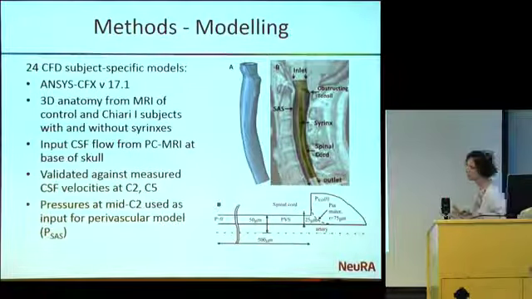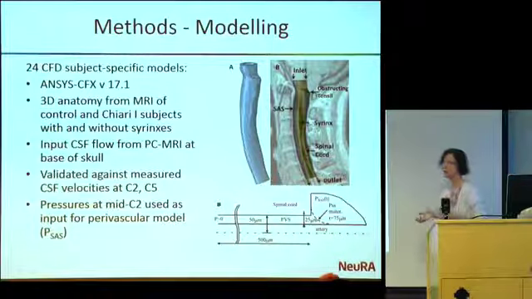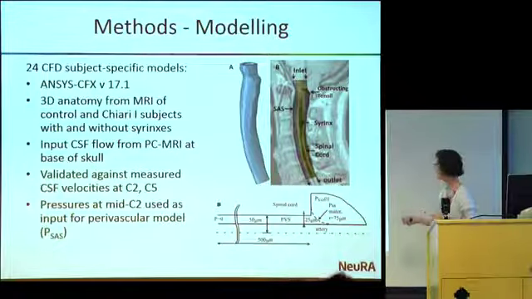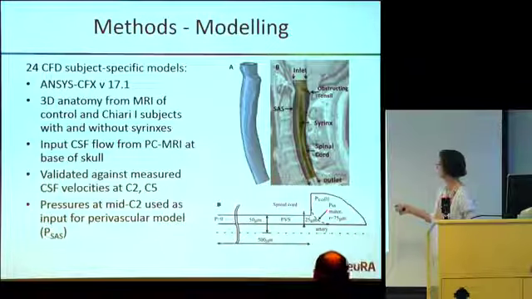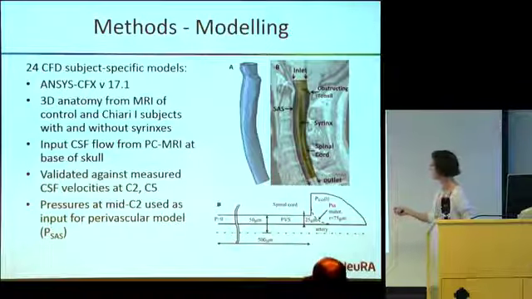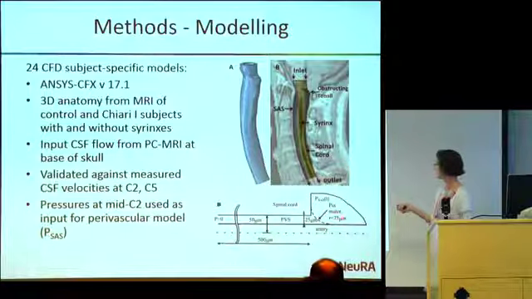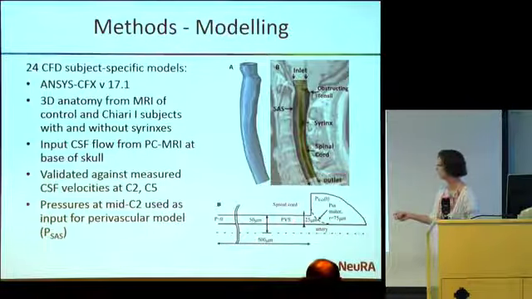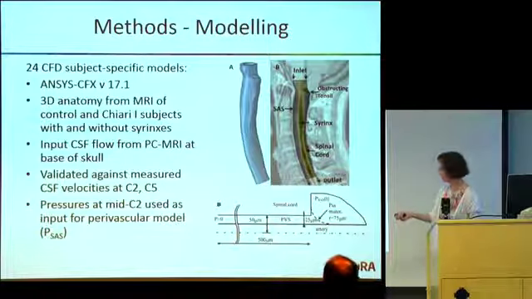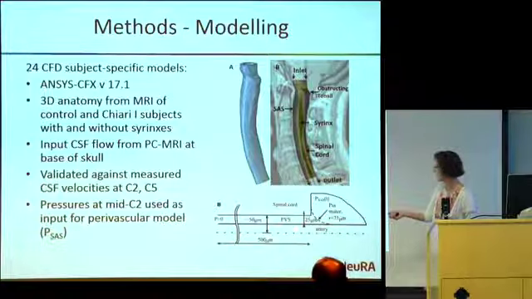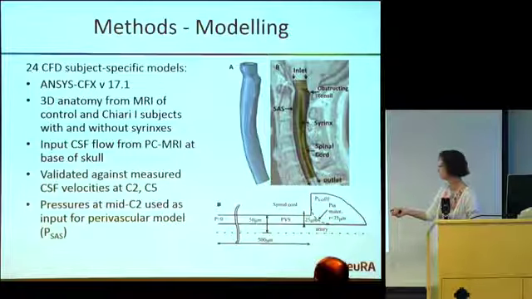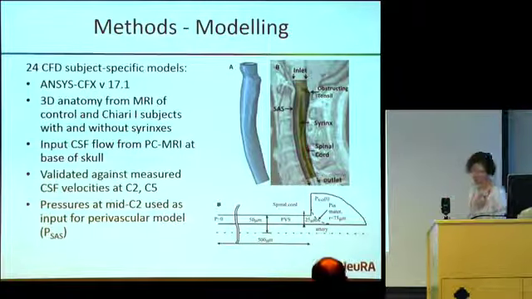We then fed the pressures from those models at C2, so we took the output pressures at C2, and fed those into our model of the perivascular space here, and assumed that the pressure in the subarachnoid space was driving this flow. We looked again at a range of time offsets between the cardiac-driven expansion of the penetrating artery here, which narrows the perivascular space, and pressure timing.